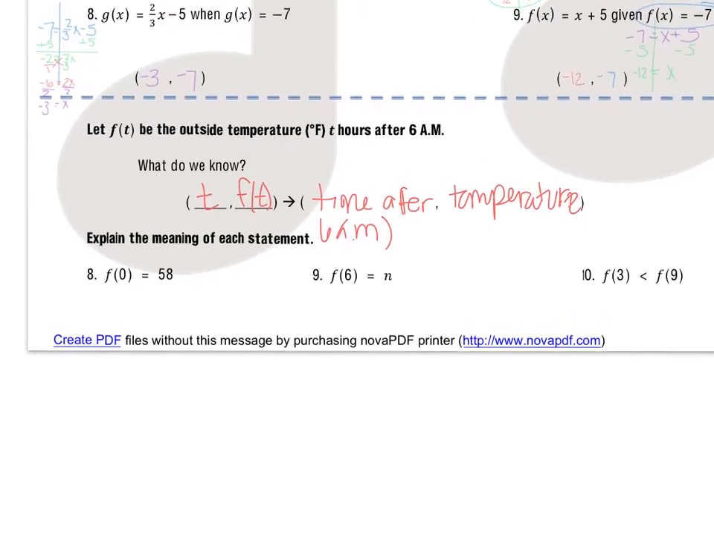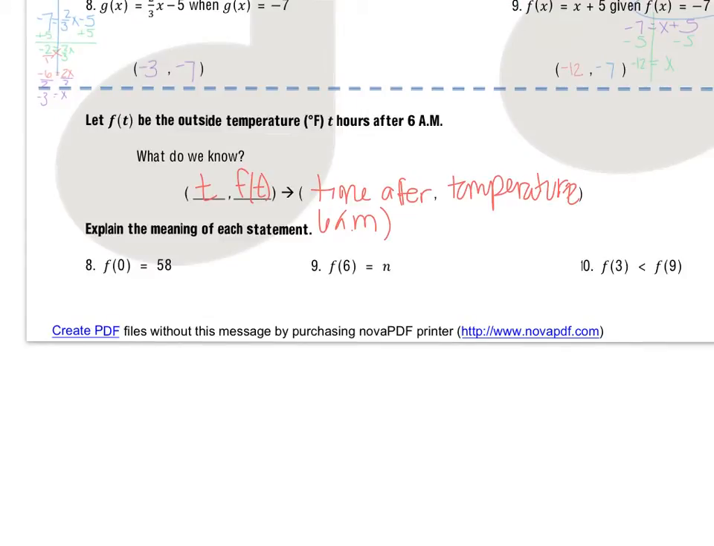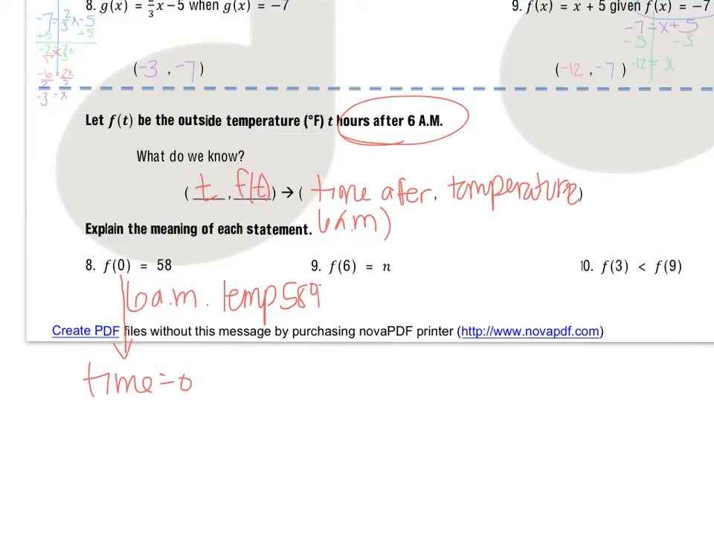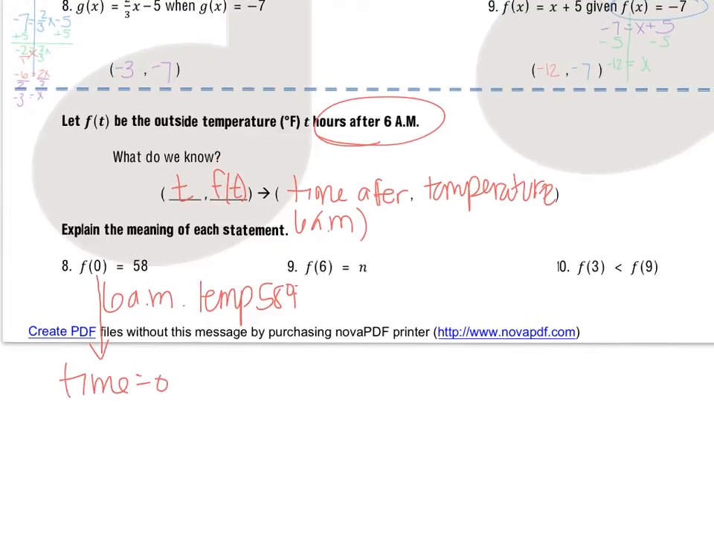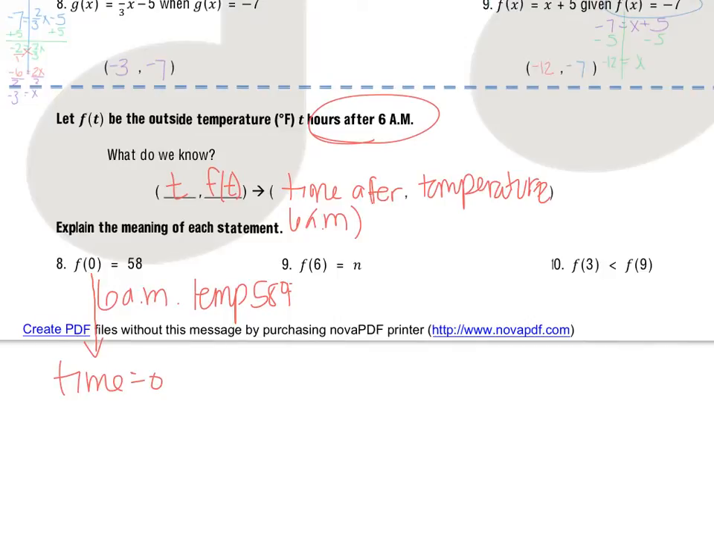So we're supposed to explain the meaning of each statement. So first of all, they're giving me 0 in here. Well, 0 is telling me my time is 0. Remember, our time was our time after 6 a.m. So if it's 0 hours after 6 a.m., they're telling us that it is 6 a.m. So we know that it's 6 a.m. The temperature was 58 degrees Fahrenheit. That's what this sentence is telling us. At 6 a.m., the temperature was 58 degrees Fahrenheit.